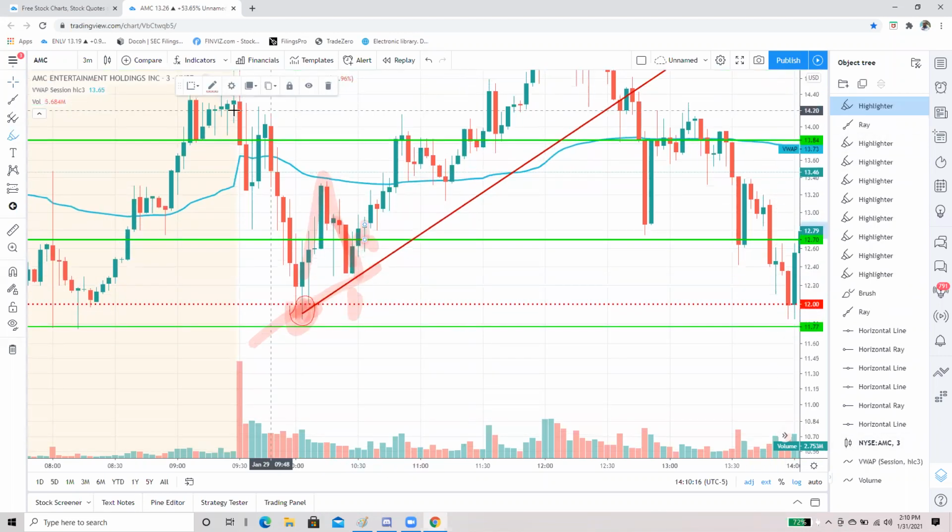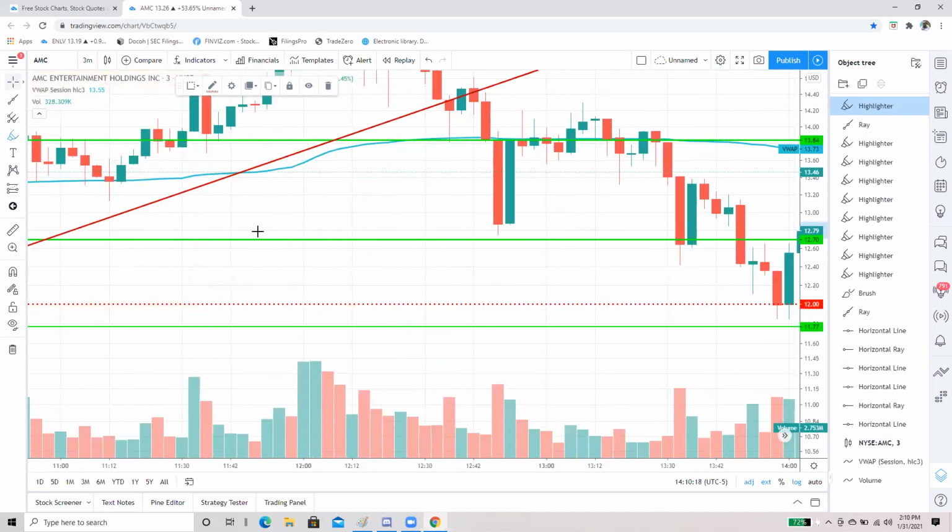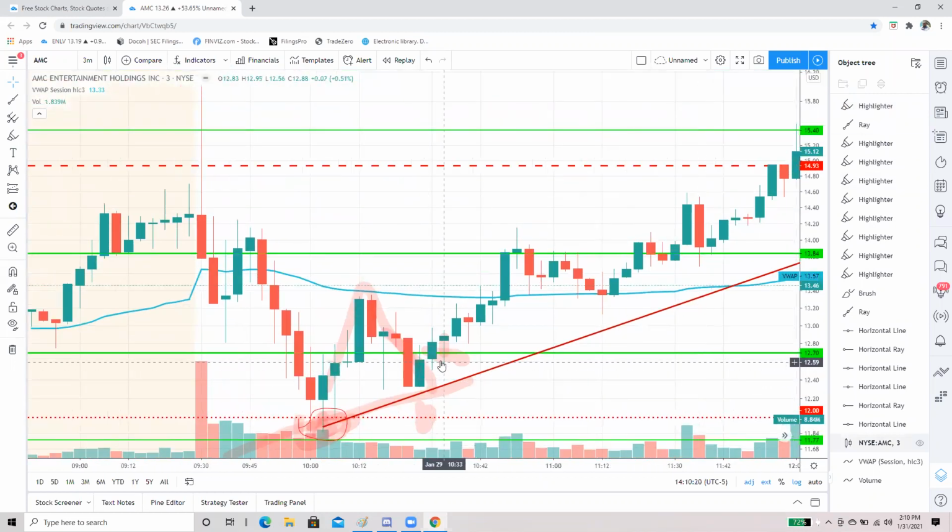I want you guys to start seeing this. It starts wicking out. Hold on. It starts wicking out. Do you guys see it? Do you guys see the wicks over here? Yeah. So it starts wicking out right into it, pierces right into my support line.